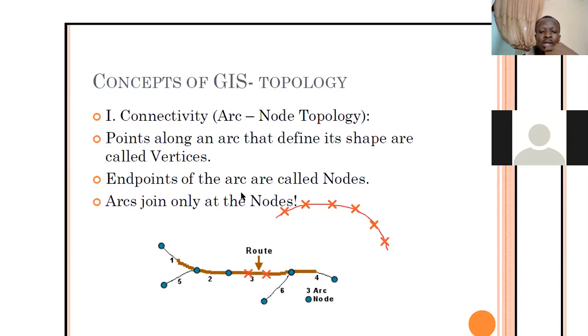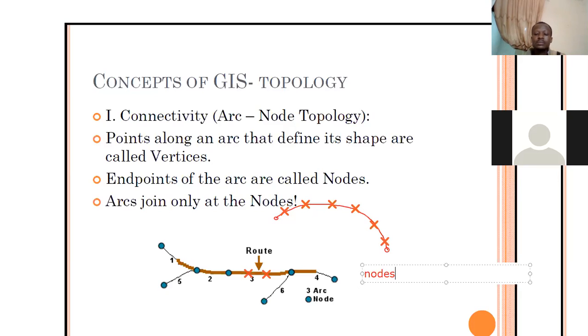Now, the endpoints of the arc are called nodes. Normally, the beginning and the end of the arc, we call them nodes. So that is part of the whole idea of connectivity.